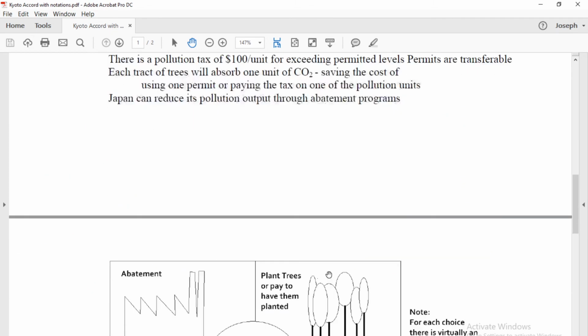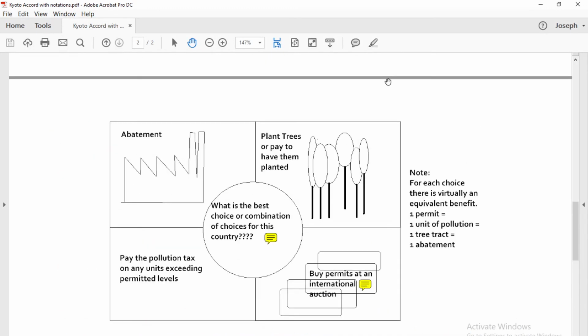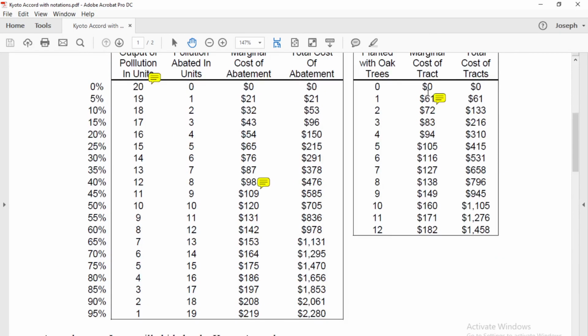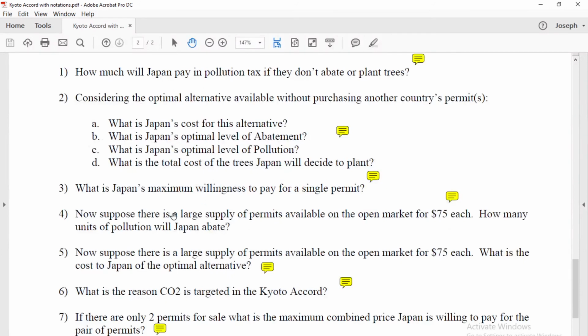adds up to the $594 that I had shown before. Let me see. Is that, yeah. Okay. What's Japan's maximum willingness to pay for a single permit?